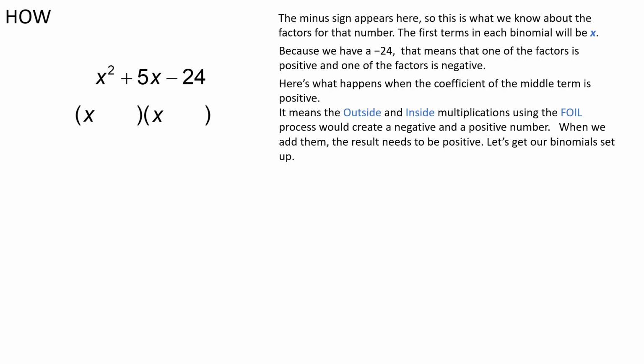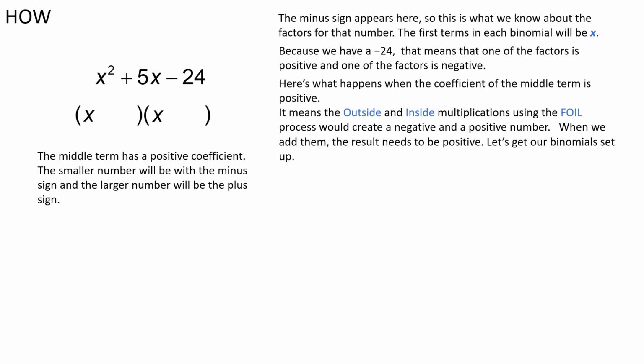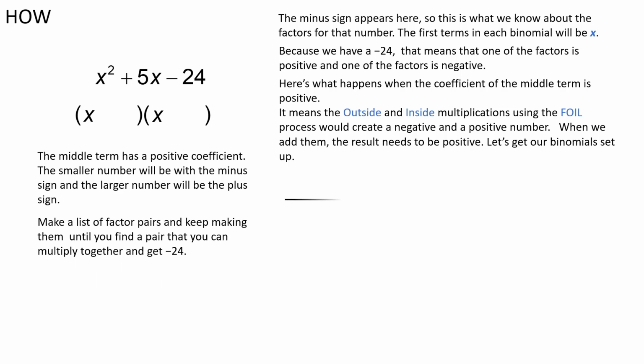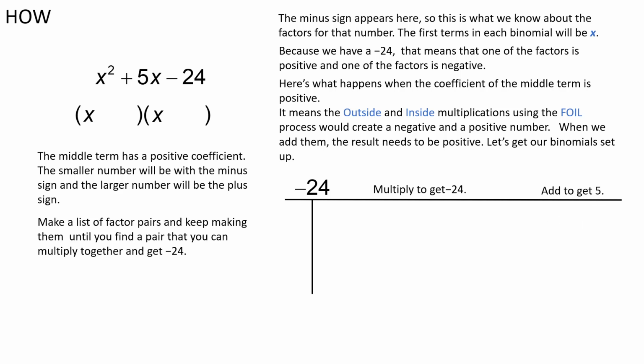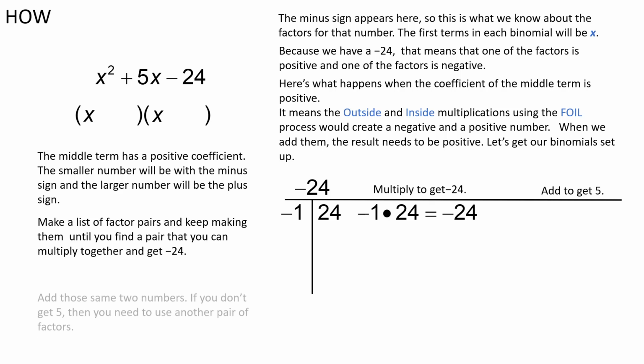So let's get our binomials set up. The middle term has a positive coefficient. The smaller number will be with the minus sign, and the larger number will be with the plus sign in our factored pairs. So make a list of factor pairs and keep making them until you find a pair that you can multiply together and get a negative 24. There are many. We have a negative 1 times a positive 24. Multiplying them together, we get a negative 24, and that's consistent with what our trinomial looks like.